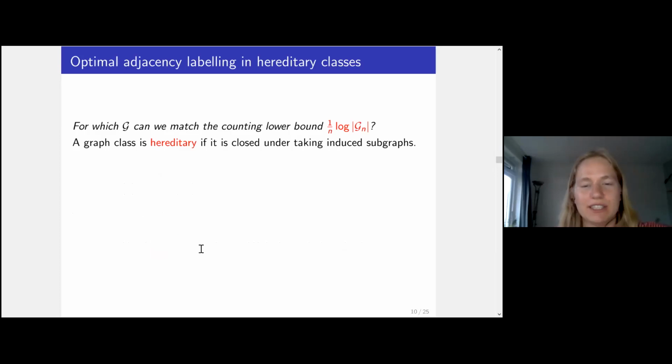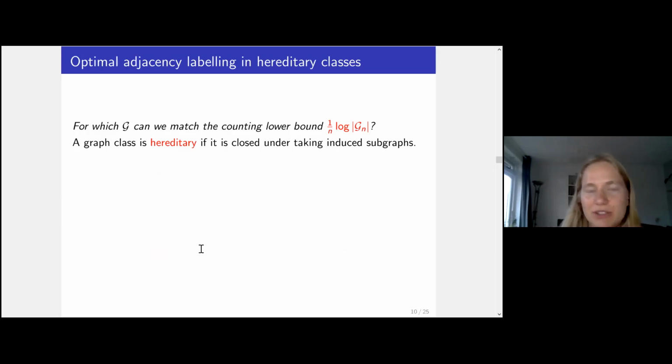Okay, so what is the first part of this talk about? It's about when else can we match this counting lower bound. So it's not always possible. There are some examples for which it's not matched, but all of those are not hereditary. And hereditary means that it's closed under taking induced subgraphs.